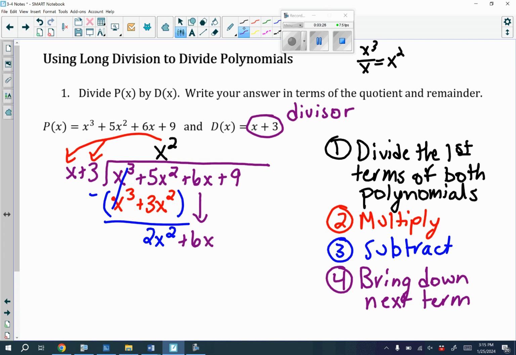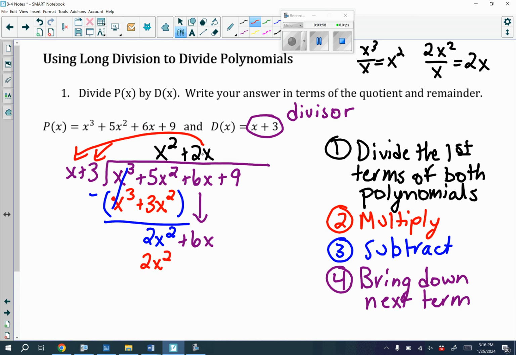Now we repeat the exact same thing. First, we divide the first terms of the polynomials. Our new first term is 2x squared, but we still divide by x. So 2x squared divided by x gives us 2x, and I put 2x on top. Next, I take that 2x and multiply it by the x and the 3. So 2x times x gives us 2x squared, and 2x times 3 gives us plus 6x.